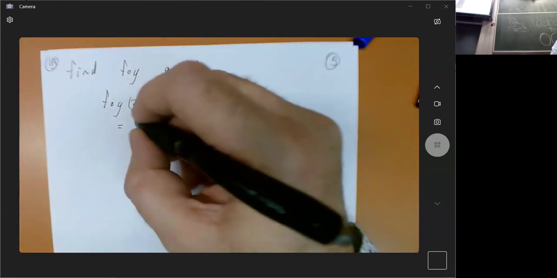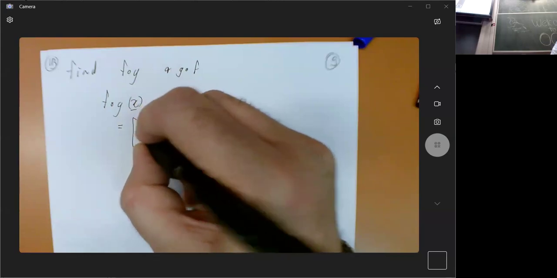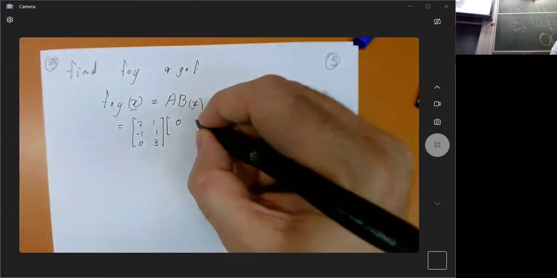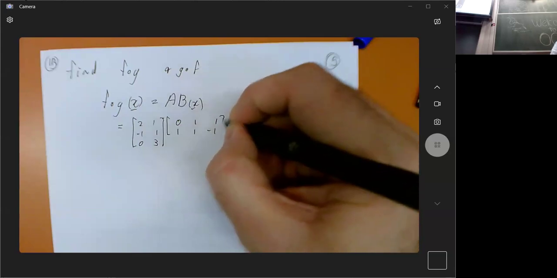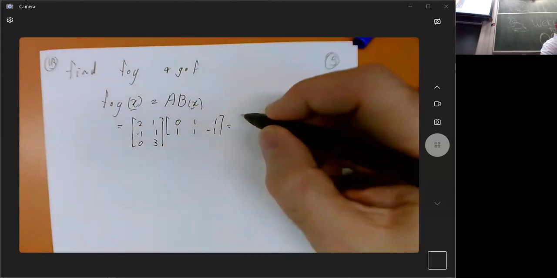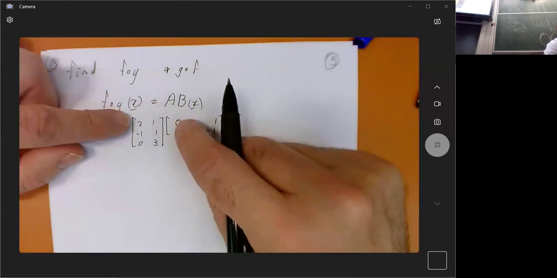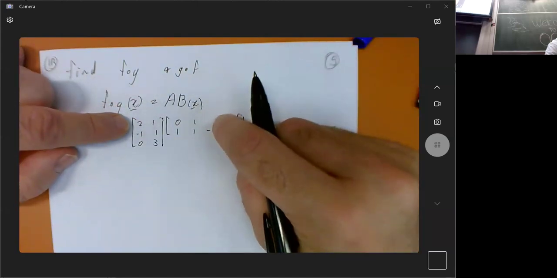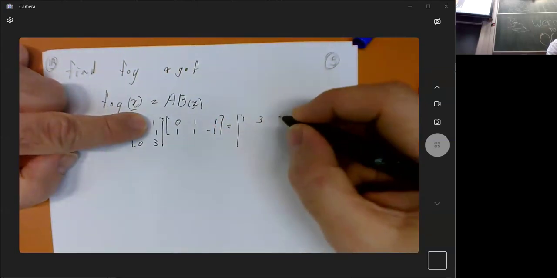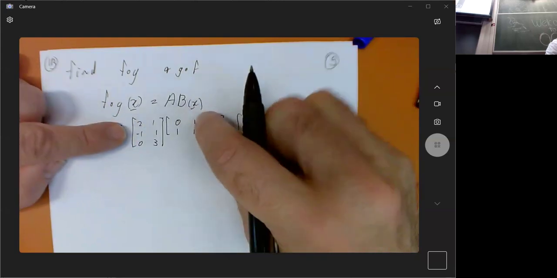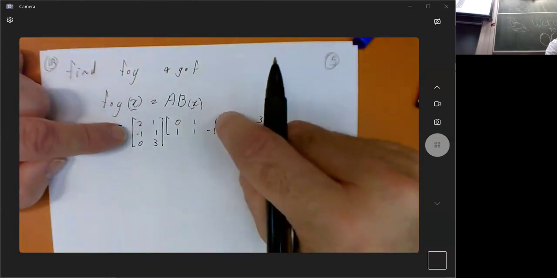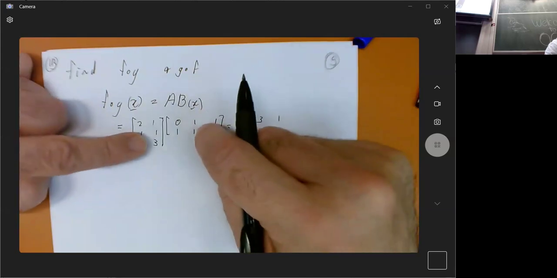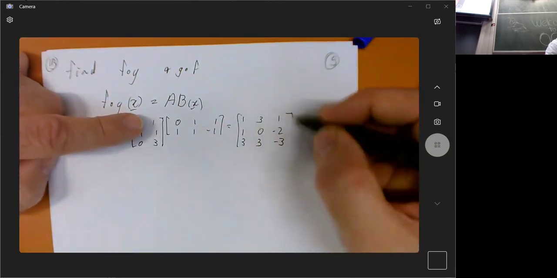So we said A was this matrix, 2, 1, minus 1, 1, 0, 3, and this one, 0, 1, 1, 1, 1, minus 1. This should give me a 3 by 3 matrix. Cross the row down the column. So 2 plus 1 is going to be a 3, 2 minus 1 is going to be a 1, 1 minus 1 plus 1, 0, minus 1, minus 1, minus 2, 0, 3, 3, minus 3. Sweet.